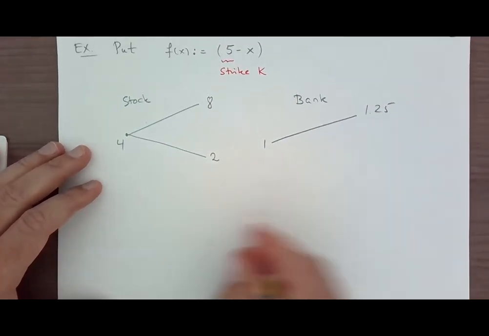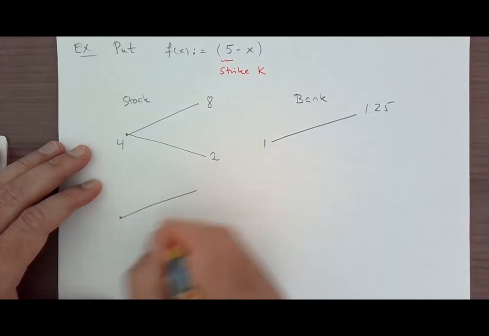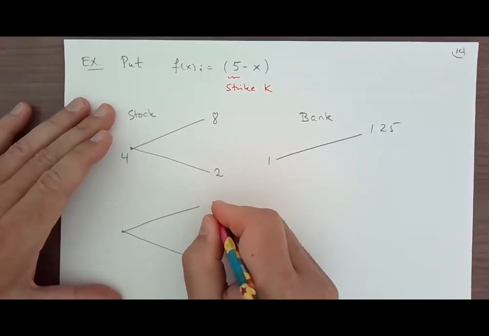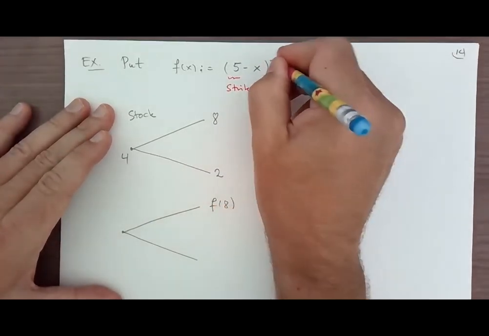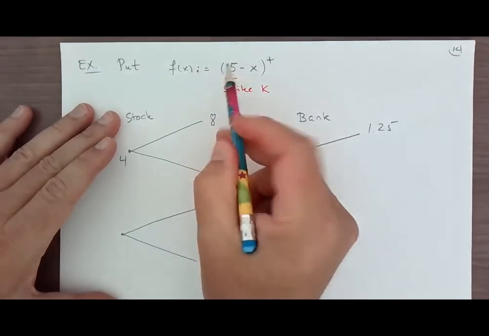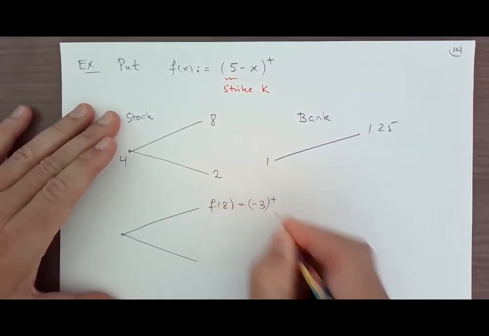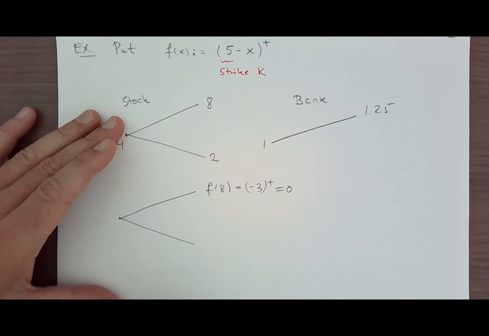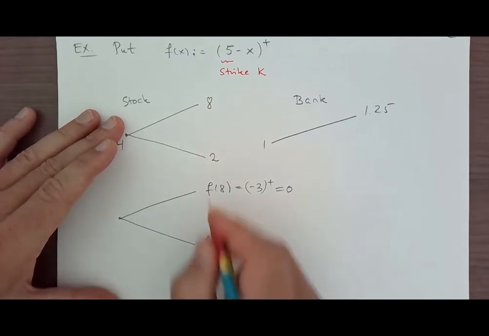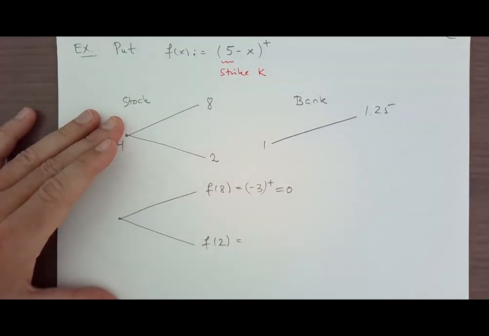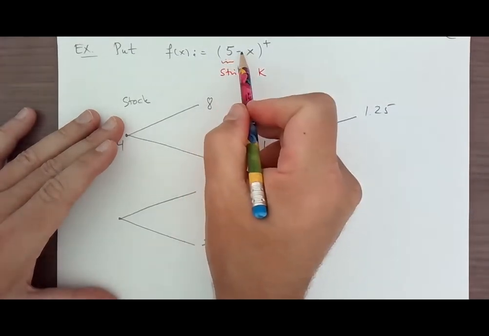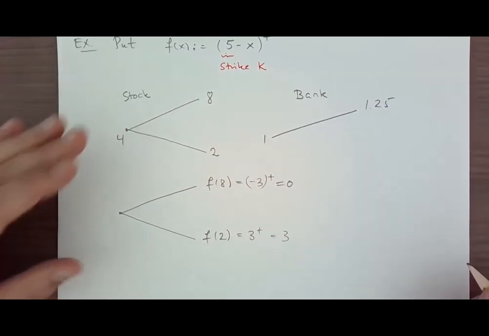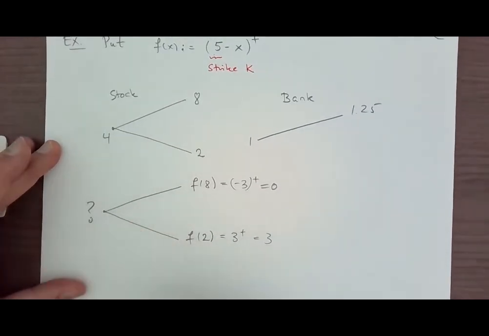So the put will have, we'll have to put 8 into this function now. So this will be f of 8, and this is positive part. f of 8 would be minus 3 positive part. So that will now be a 0. And f of 2 would be 5 minus 2. That would be 3 positive part. That's equal to 3.